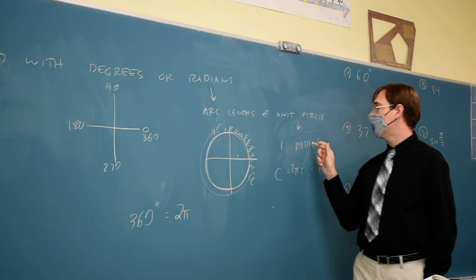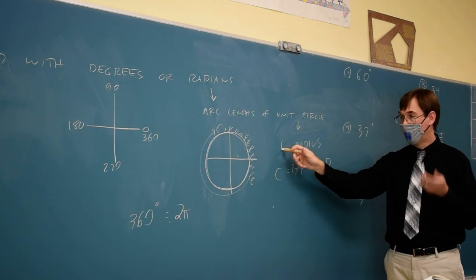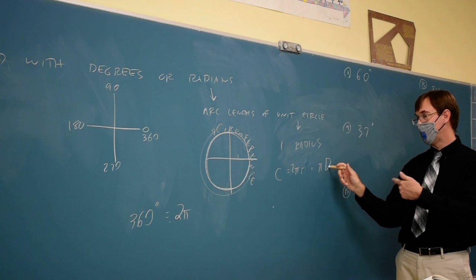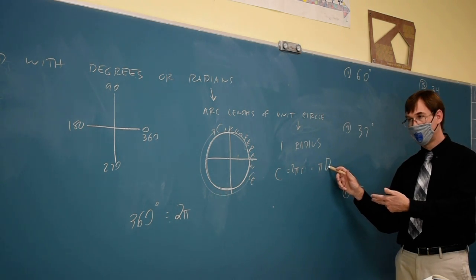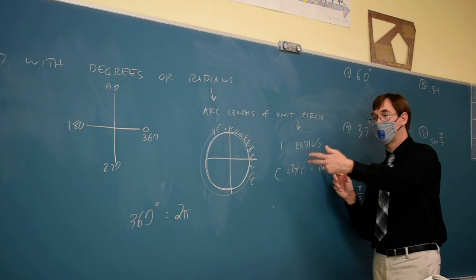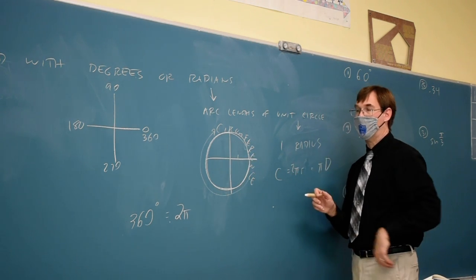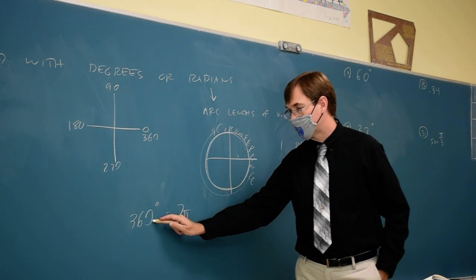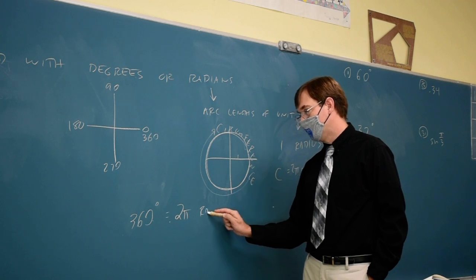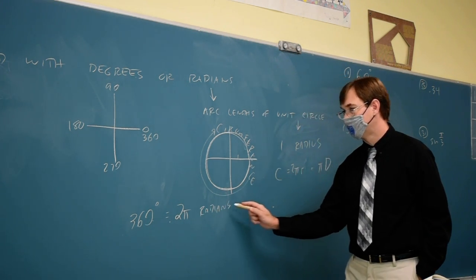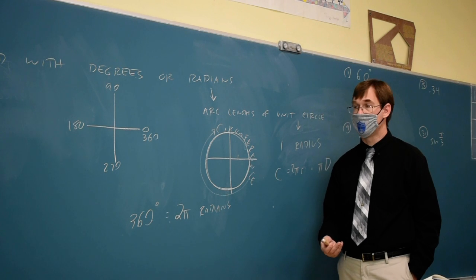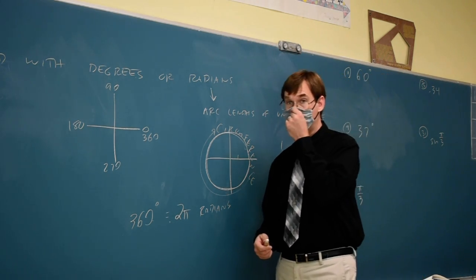Because we said that the unit circle had a radius of 1. If the radius is 1, the diameter is 2. To get around the circle is 2 pi. So 360 degrees is 2 pi radians. It's just a fact. We're going to use that fact to basically convert.